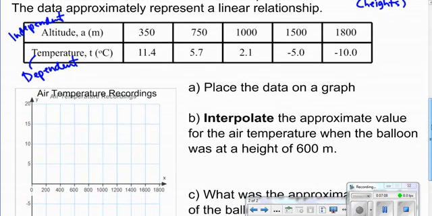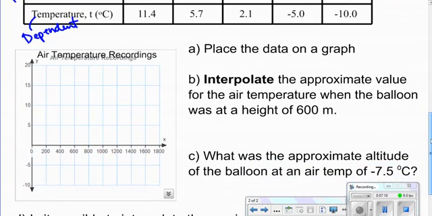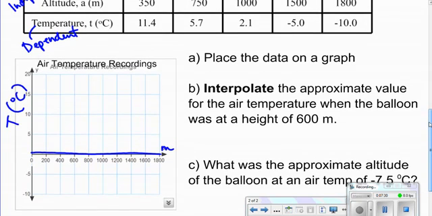So the temperature depends on what altitude we are at. That means if altitude is independent, it is going on our horizontal axis. So this is going to be in meters, the altitude. And the temperature in degrees Celsius is going to be our dependent variable, so it goes on the vertical axis, the y-axis. So we need to place the data on the graph as best as we can.